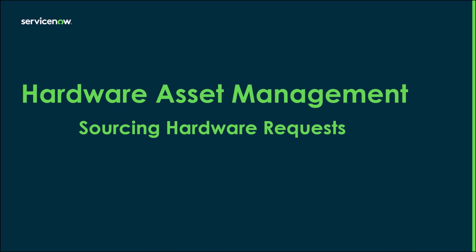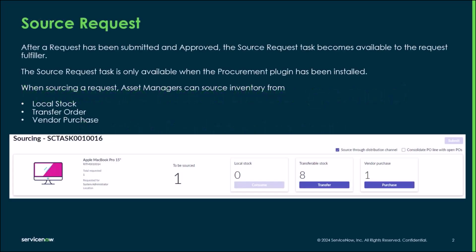Today I'm going to be talking to you about the sourcing of hardware asset requests. After a request has been submitted and approved, the source request task becomes available to the request fulfiller. The source request task is only available when the procurement plugin has been installed. Ensuring the catalog item has the model associated with it allows for the source request option. When sourcing a request, asset managers can source inventory from local stock, transfer orders, or trigger vendor purchases.